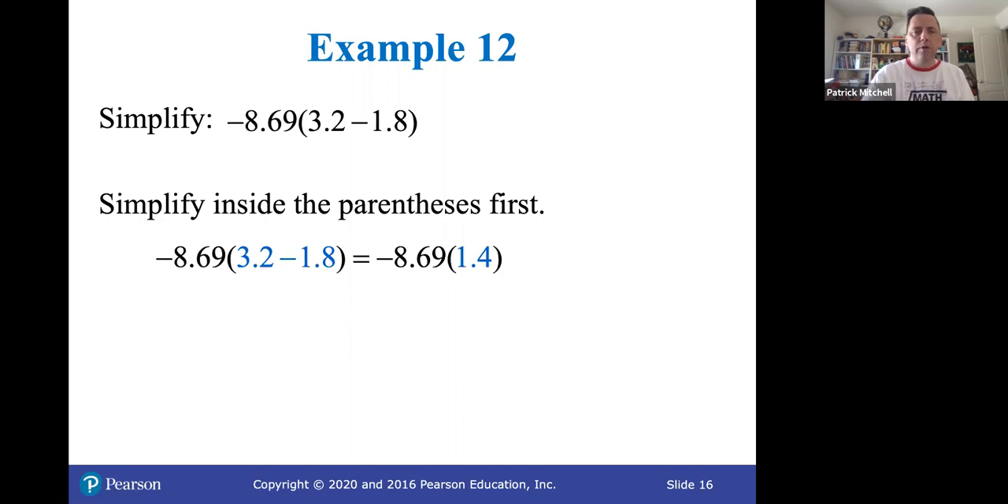So we're going to do 3 and 2/10 minus 1 and 8/10. That is 1 and 4/10. Change this into this. And now we're going to multiply -8 and 69 hundredths by 1 and 4/10. And you can check that comes out to -12 and 166 thousandths.